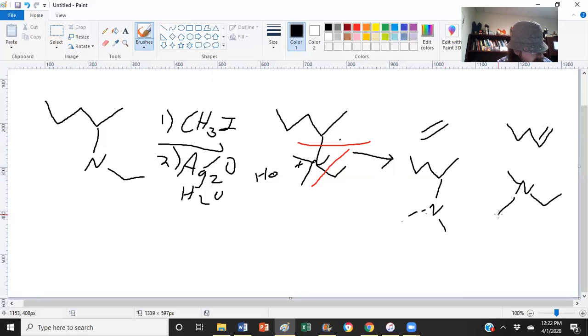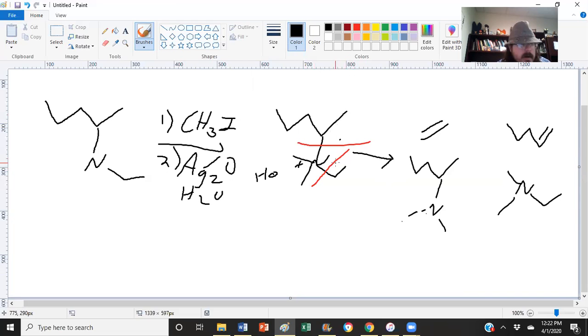So both of those would be products, and those would be equally likely, because for both of them we would see free rotation around the methyl group at the end, and it's easy enough to form the anti-coplanar arrangement for the E2.